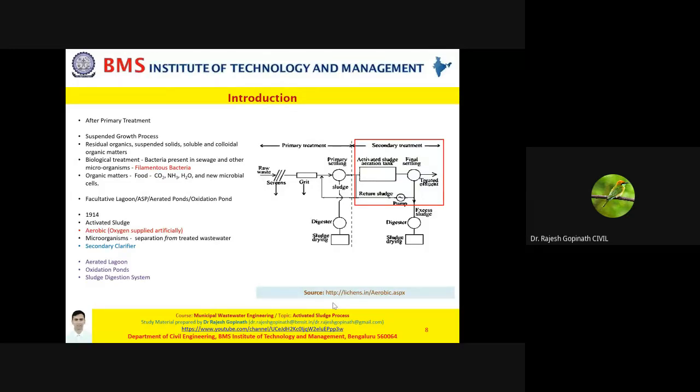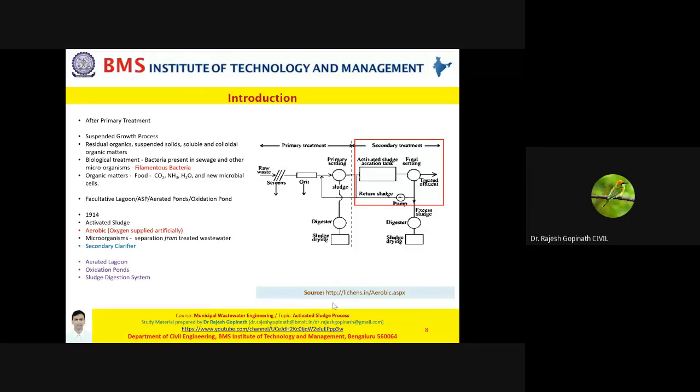So let's try to understand something about the suspended growth process. As everyone knows, after your preliminary treatment and then your primary treatment, the subsequent treatment is your secondary treatment. Just like attached growth process, suspended growth process is also a secondary treatment. Again the objective is to remove what could not be removed by the preliminary and primary operations. So we are talking about removal of the residual organics, the dissolved organics, the suspended solids, the colloidal matter. Again this is a biological process, and primarily an aerobic system.